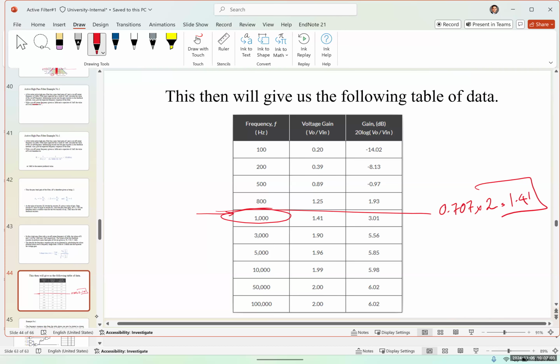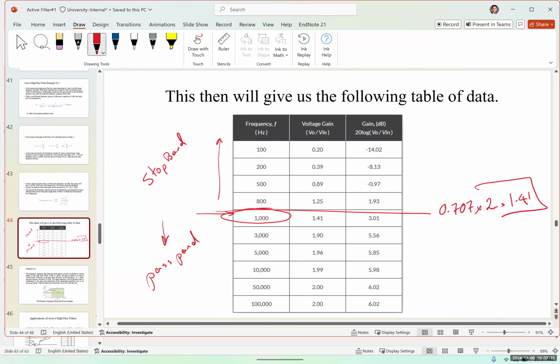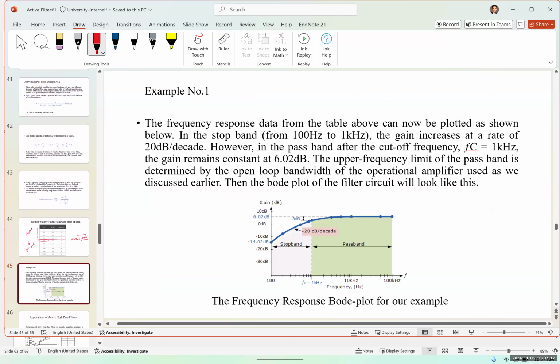And 0.707 of 2 is actually 1.41. So this is our cutoff frequency, which is 0.707 of the maximum gain, which is 2, giving us 1.41. Anything below this is going to be our stop band, and anything above this is going to be our pass band. So if we draw the frequency response, it's going to look like this. This is just for up to 100 hertz. Obviously, if you go down to 0 hertz, it's just going to continue and get down to 0.